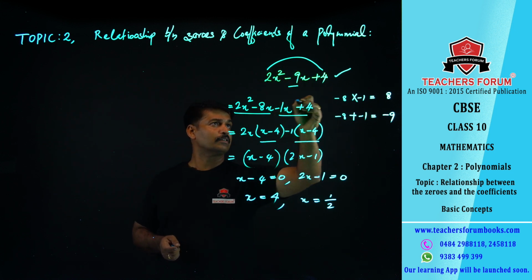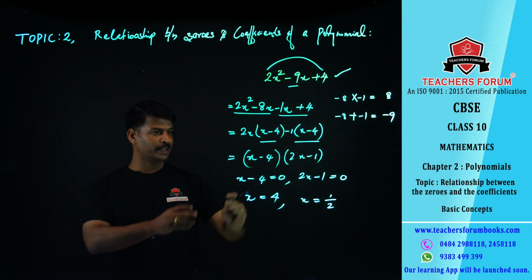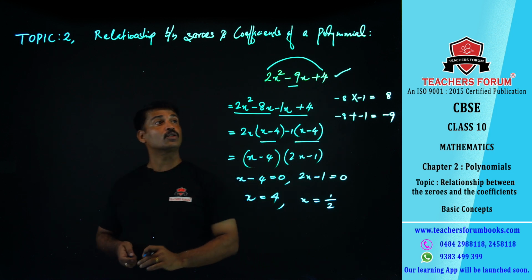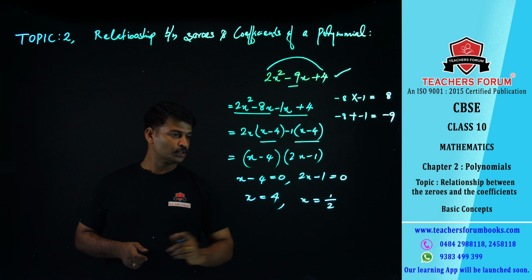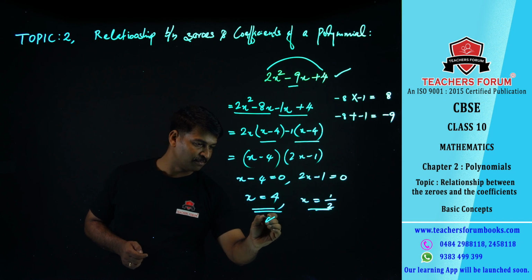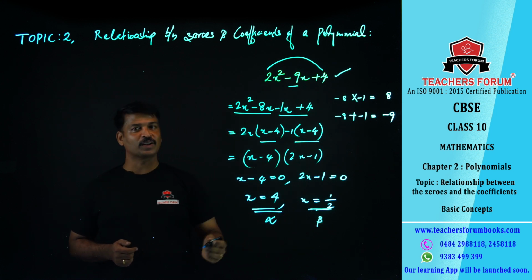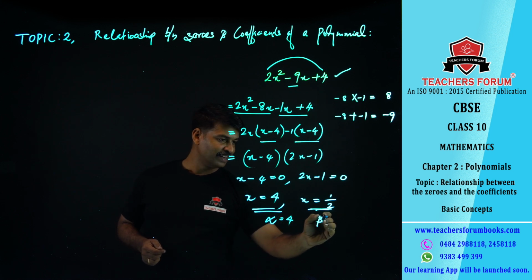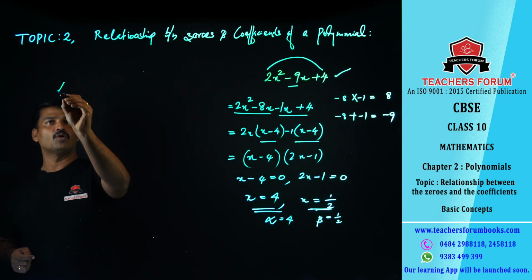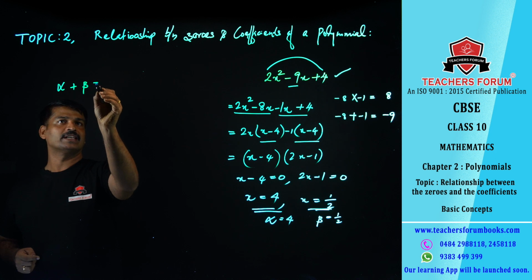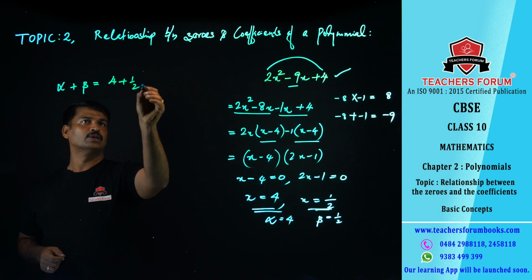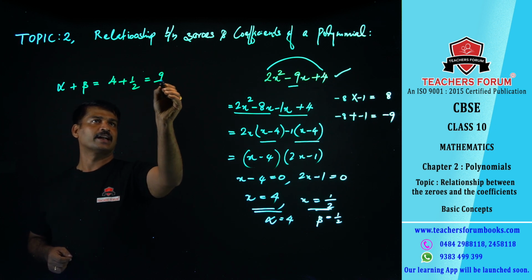So when you factorize a quadratic polynomial, you will be getting two factors, and if you equate these factors to 0, you will be getting the zeros of the given quadratic polynomial. So the two zeros, we call them alpha and beta. We call one zero alpha and another zero beta. So here what is alpha? Here alpha is 4 and beta is 1 by 2. Now let us add, what is the sum of zeros? Let us see what is alpha plus beta. Alpha plus beta is equal to 4 plus 1 by 2, that is equal to 4 2s are 8 plus 1, 9 by 2.